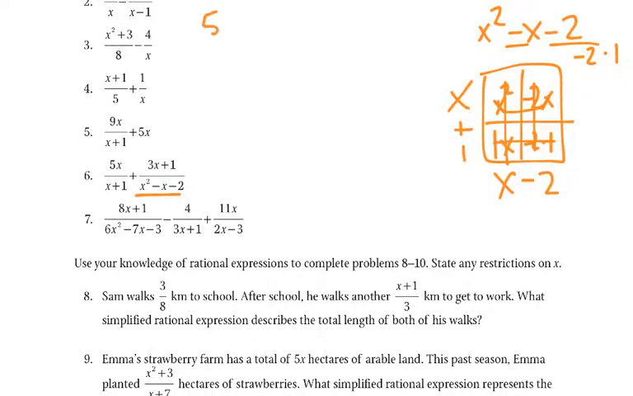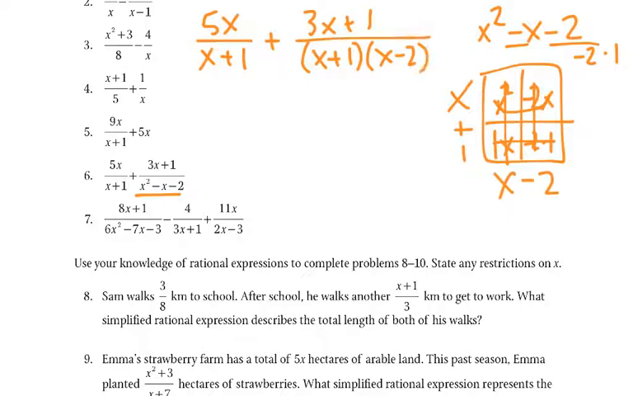So we really have 5x times x plus 1 plus 3x plus 1 over x plus 1 times x minus 2. Now what you notice here is this side already has an x plus 1.